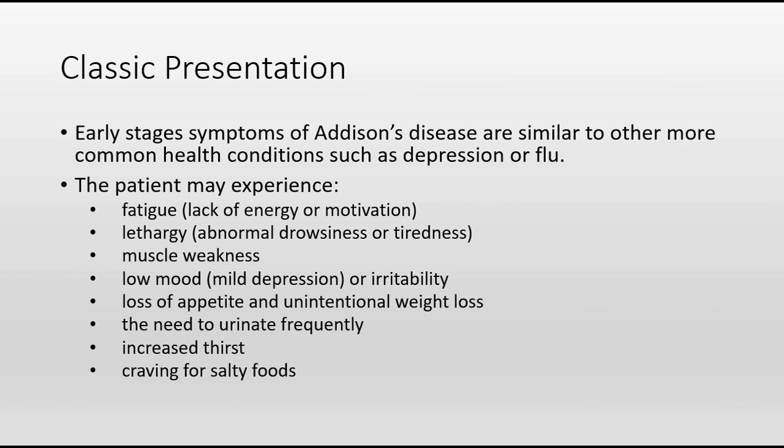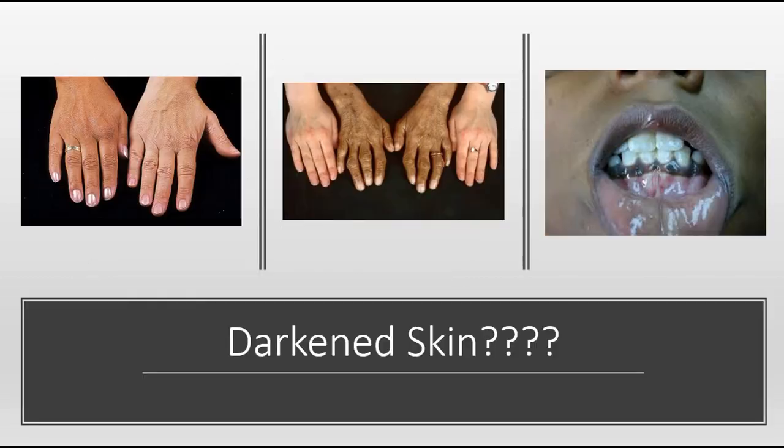So the early stages of Addison disease look similar to depression or the flu, or maybe just an early sepsis. That would be fatigue, lethargy, muscle weakness. You also have some weight loss, very similar to many other conditions. This could easily be mistaken for hyperglycemia because they urinate frequently and have increased thirst, but they also have an increased craving for salty foods, not just any foods, but salty foods, because often these patients will be hyponatremic as well. There's an example of what the darkened skin may look like.